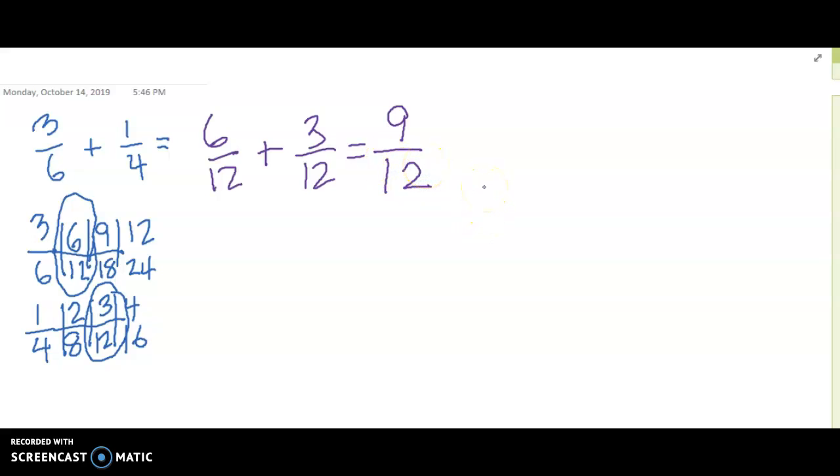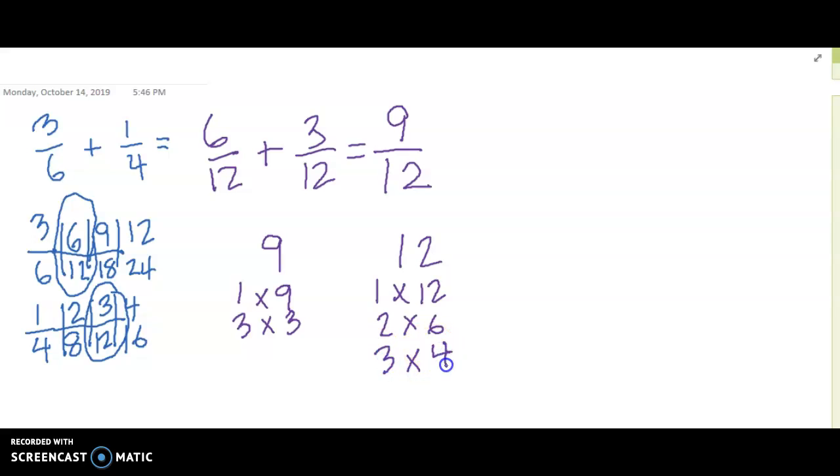So the way you find out if a fraction can be simplified is you're going to write out the math facts. So for 9, 1 times 9 and 3 times 3. For 12, 1 times 12, 2 times 6, 3 times 4. So I'm listing all the math facts for the number. I'm going to go through both lists and circle the common factors, the common numbers that are in both lists. They both have a 3, and that's it. So the common factors of 9 and 12 are 1 and 3.